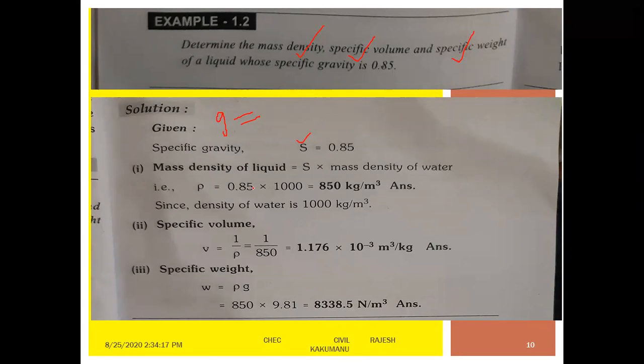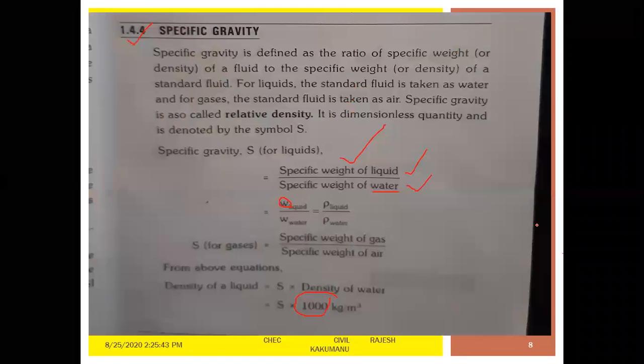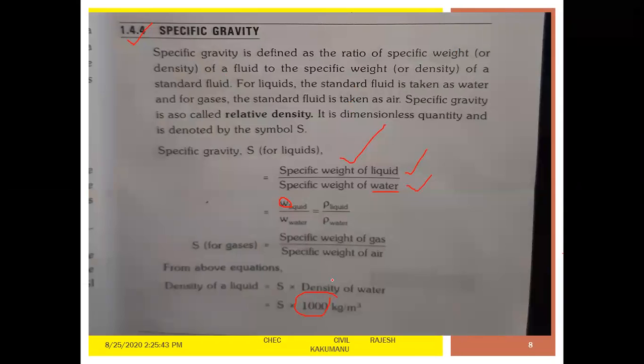S value substitute here, 0.85, into mass density of water, that is 1000. How did this 1000 come? You have to assume. See here, the mass density of water is equal to 1000 kg per meter cube. 1000 kg per meter cube.